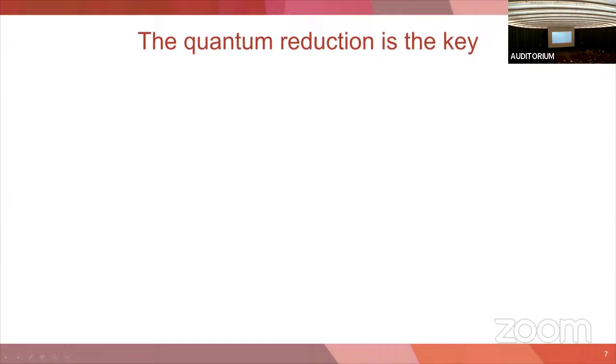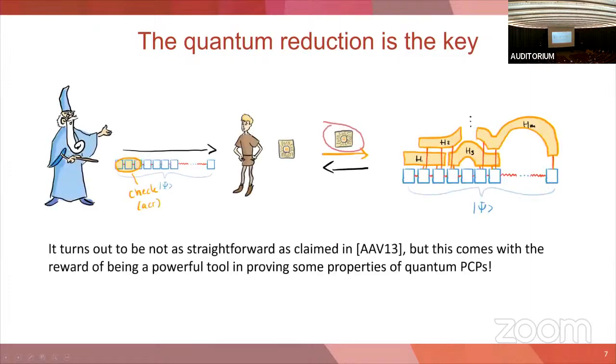So it turns out that this quantum reduction that I mentioned is the key in getting all these results. I played around a long time trying to adapt classical techniques to get these adaptiveness results, but I couldn't get anywhere. And then it turned out that this reduction was actually the whole key to get all these results. And it turns out to be not as straightforward as was sketched in this review paper, but it comes at the reward of being a very powerful tool in getting many of these results and showing properties about quantum PCPs.